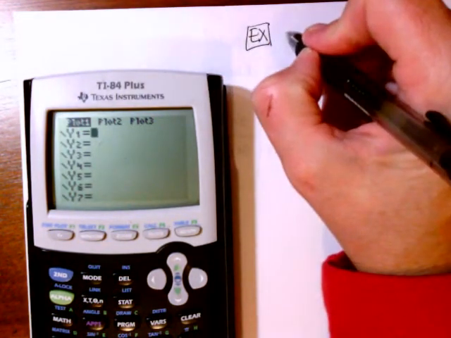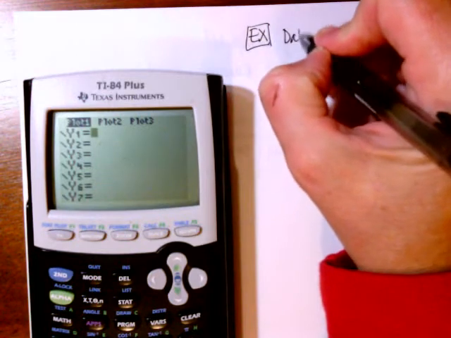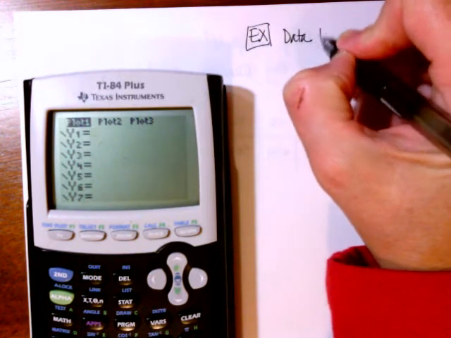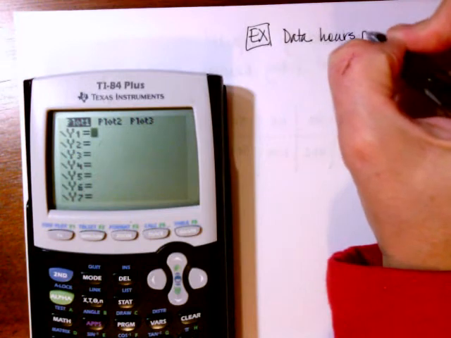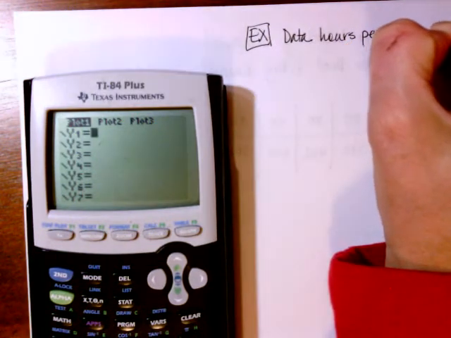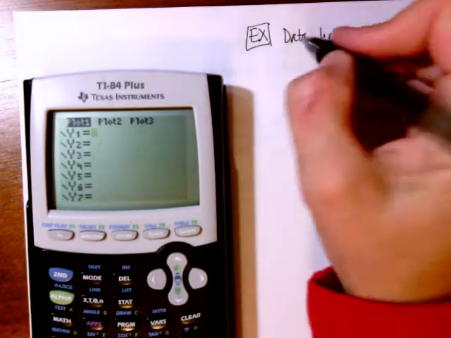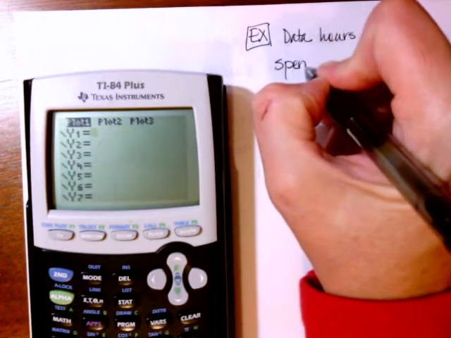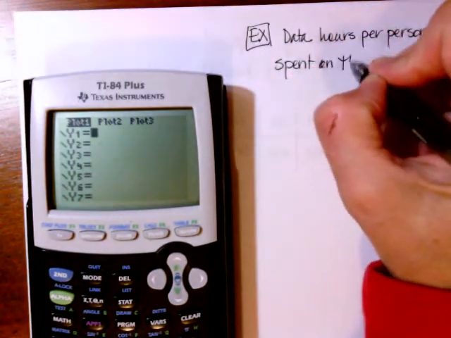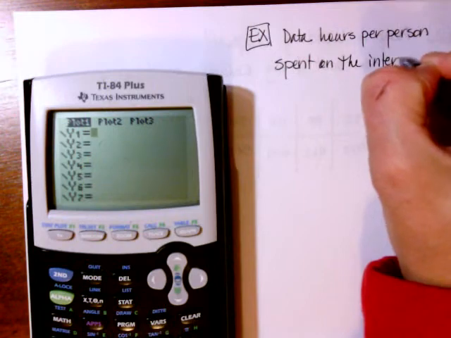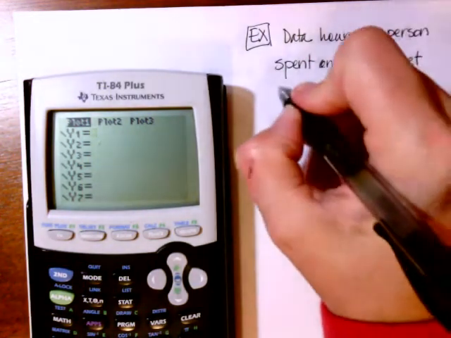All right, our example is going to involve the data hours per person spent on the internet per year.